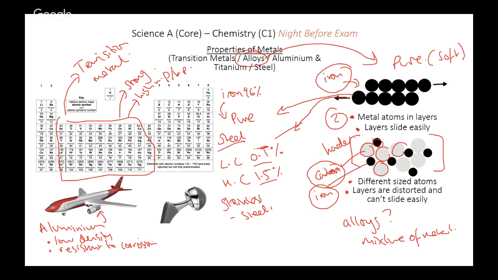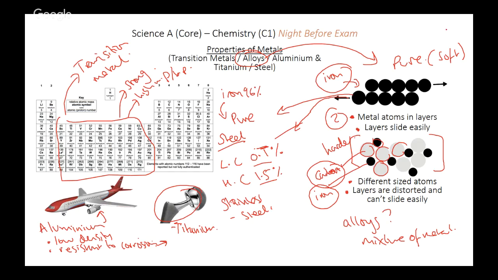And the same properties, low density and resistance to corrosion, also make titanium a useful metal in hip joints. Because the titanium inside your body, if you just had a new hip joint, you don't want that to be a heavy, dense metal, so you want it to have quite a low density. And obviously, you don't want that reacting with your body, so you want that to be resistant to corrosion as well.